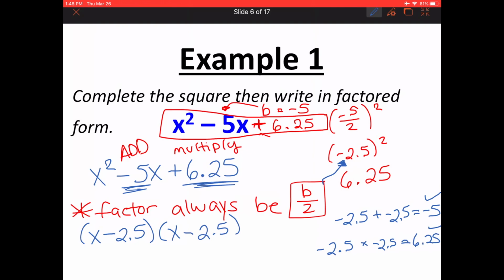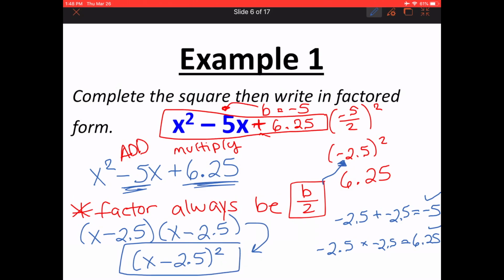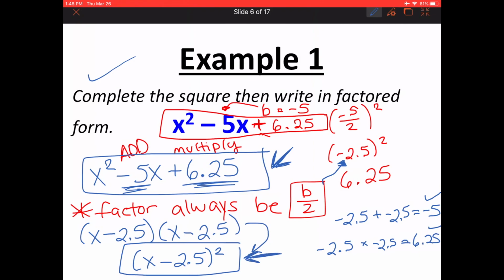And then, since they are the same factor, I'm going to rewrite them here as x minus 2.5 squared. And so here, guys, we have the completed square right here in my blue box, x squared minus 5x plus 6.25. That would answer the first part of the directions, complete the square. And then here at the bottom, I have my factored form, x minus 2.5 squared.